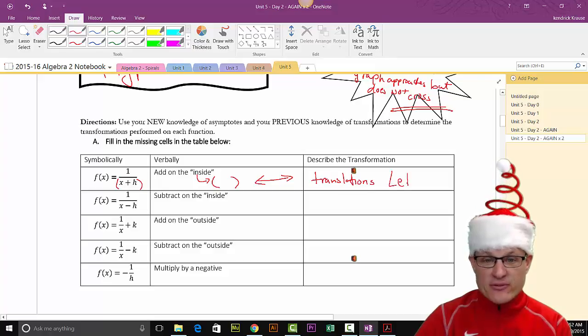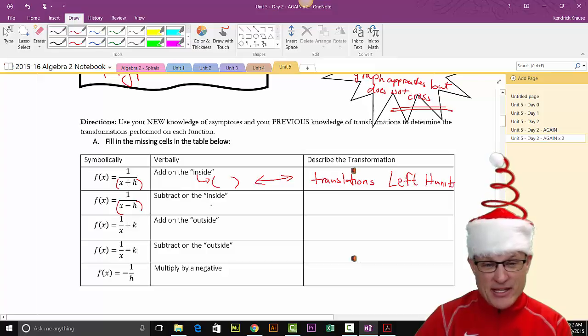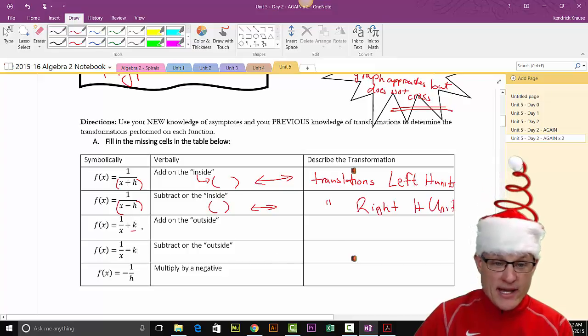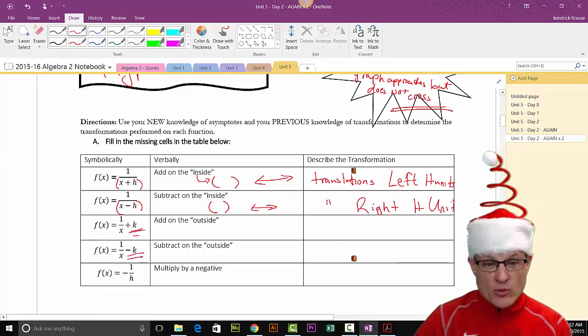So if I add h, this is a translation. These are all going to be translations except for the last one. Translations left h units. If I subtract next to the x, that's being again inside, that is still a movement left or right, so it is a translation right h units.